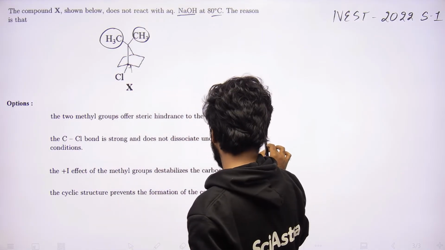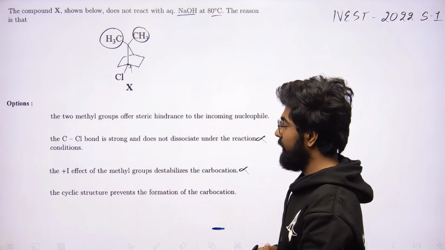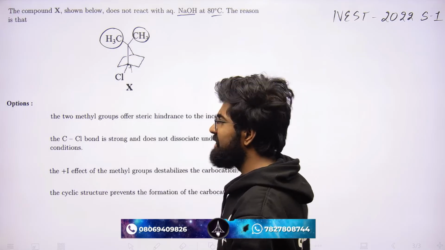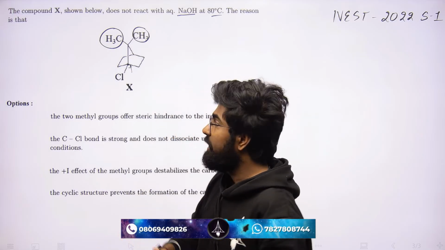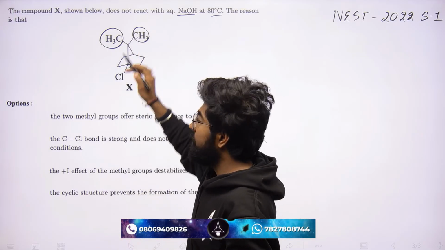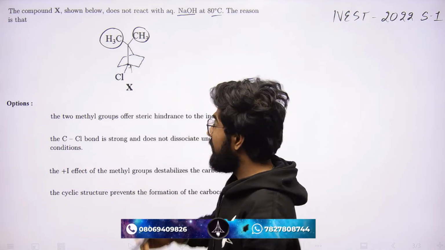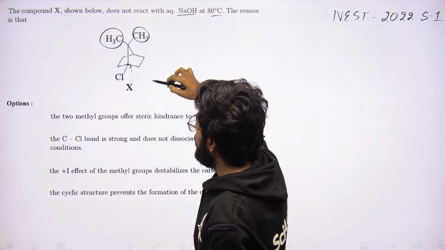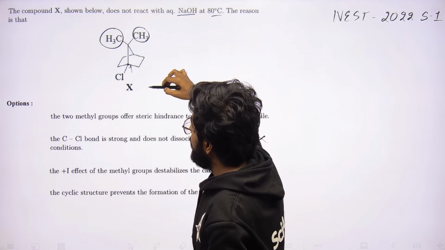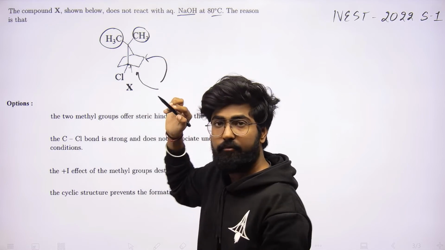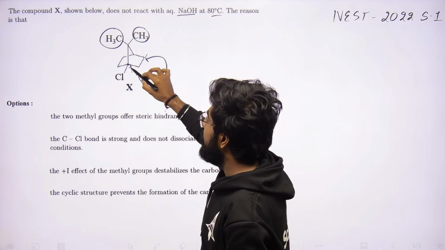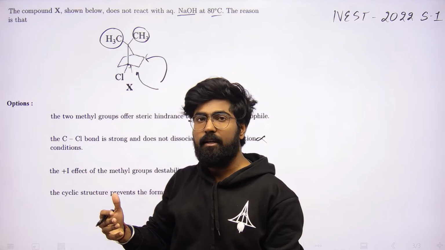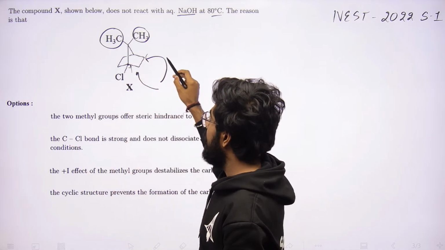So this option is also not too valid. The two methyl groups offer steric hindrance to the incoming nucleophile, which is practically not possible, that these two particular methyl groups can significantly hinder the incoming nucleophile, because the incoming nucleophile is coming to this carbocation from an entirely different plane. And if the carbocation forms here, the nucleophile OH minus has different possibilities of attacking this particular center, above and below.